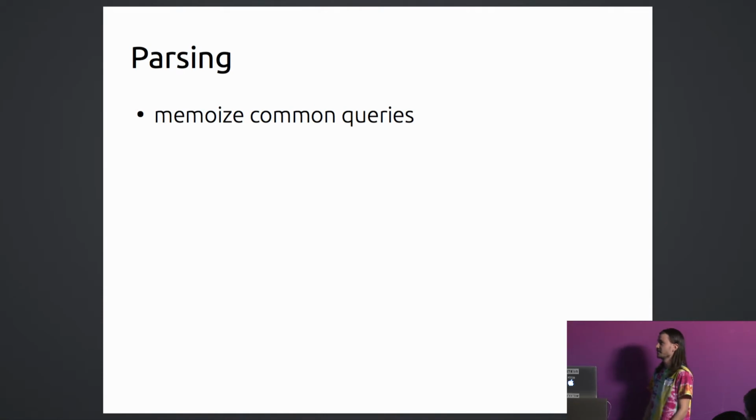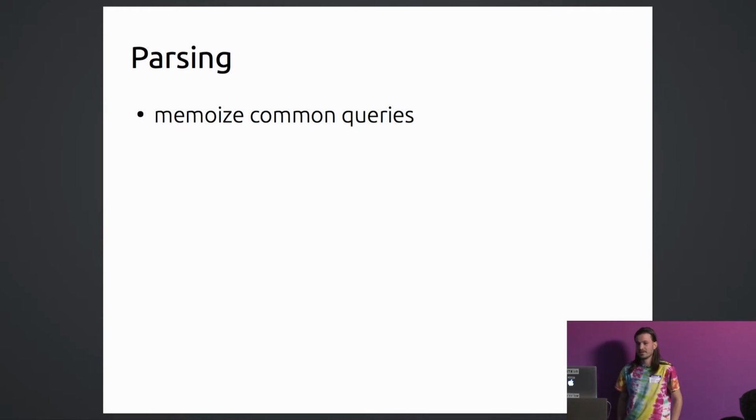So first thing, let's talk about parsing. Parsing is a pretty big chunk of the overhead of GraphQL. I think even after some of the optimizations I'll mention, it's still something on the order of 10% of the overhead. That's a very rough number. So it's pretty costly.